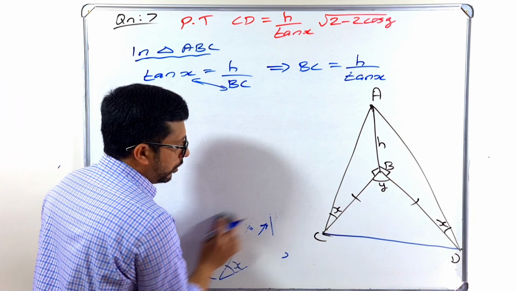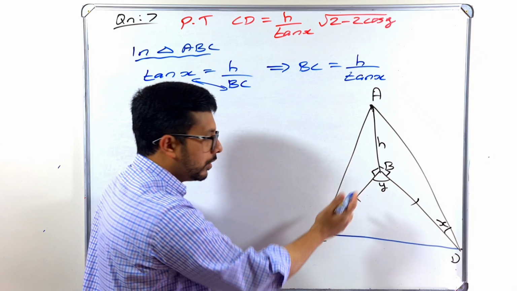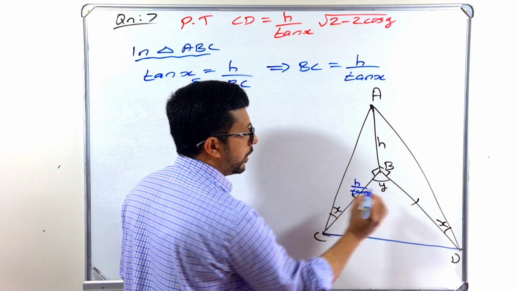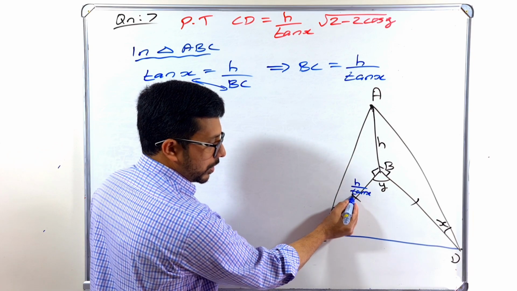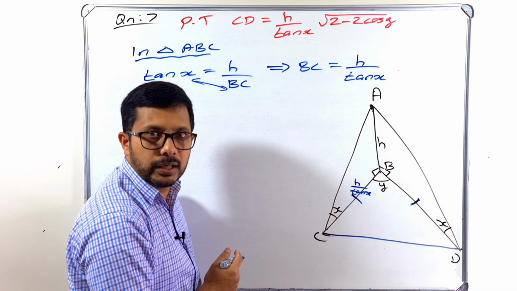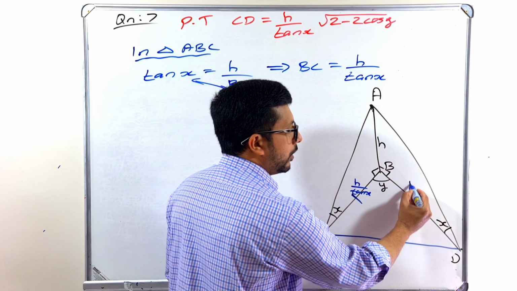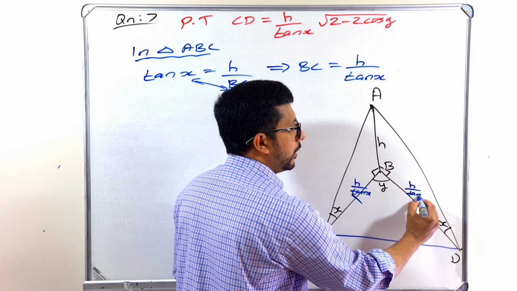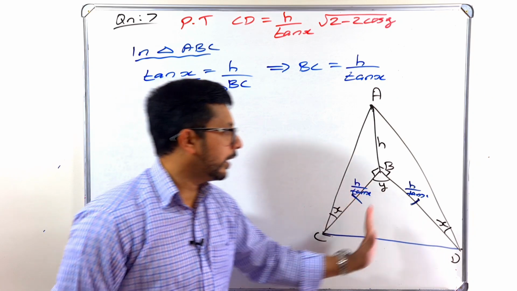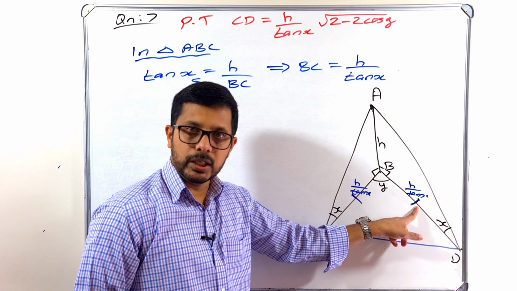Now what is that BC in the diagram? This one is BC. So what is the expression that we got? H divided by tan X. So it is given in the question that this line and this line BD are equal in length. So if this one is H divided by tan X, what about this one? That is also H divided by tan X. So this is H by tan X, and this one is also H by tan X, because it is given that these two lines are equal in length.